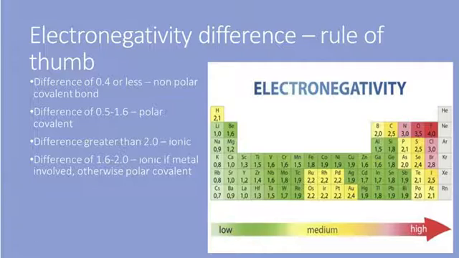They're just a set of useful rules of thumb to determine whether a bond is going to be polar or non-polar. We'll really focus on the first two bullet points here. Is it a polar bond or is it a non-polar bond? 0.4 or less, non-polar. 0.5 to 1.6, polar covalent. So they're the two that we're going to focus on today.